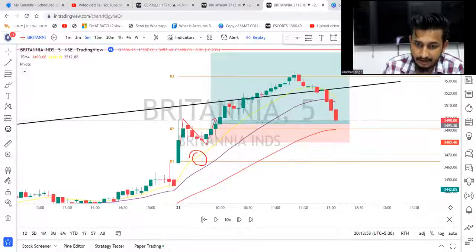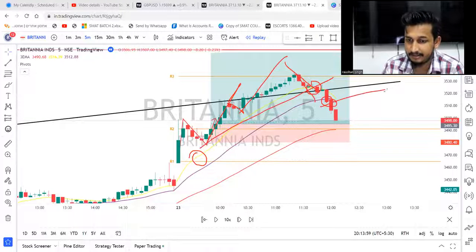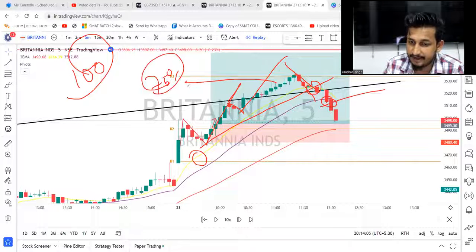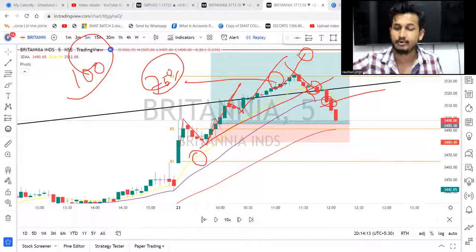If you see this, market went up, came down, went up, came down. It was supposed to get reversed from here. It did not reverse. I will exit at this level. I've already exited 75% quantity. I had 100 quantity. I have exited 75 at my target and am holding the remaining, in case EMA is in my favor, it can go upside.